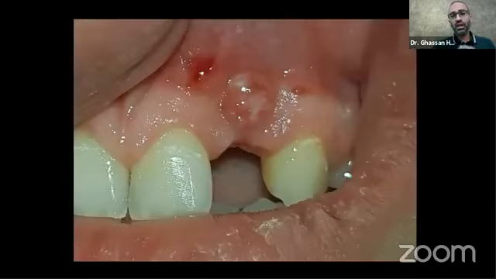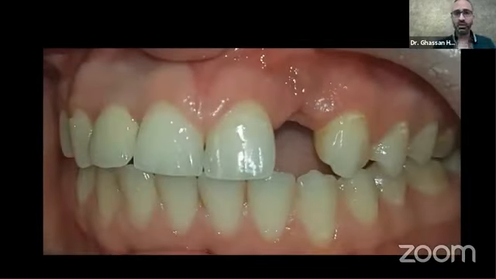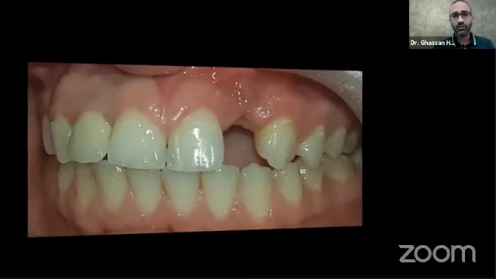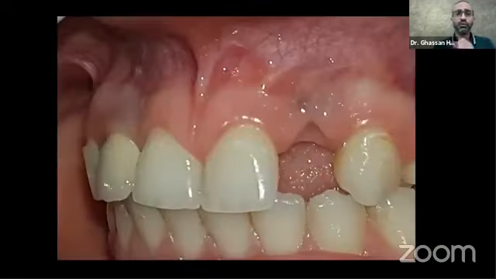This is how it looks after 2 weeks. This is after 1 month. If we notice here, I've covered the fenestration, but unfortunately, I have lost the vertical dimension of the soft tissue. Again, this is how it looks after 3 months, after maturation. Again, unfortunately, I've lost the vertical dimension of the soft tissue.